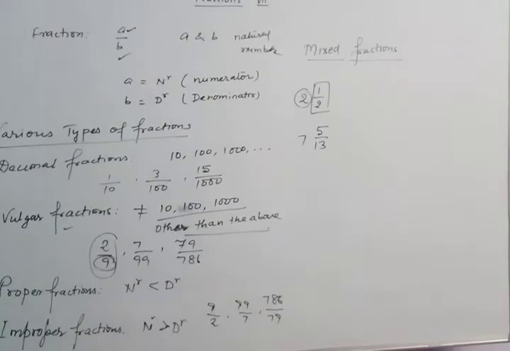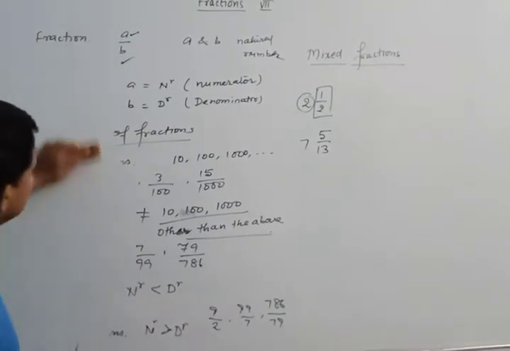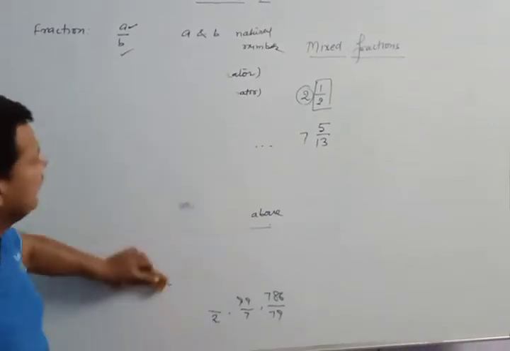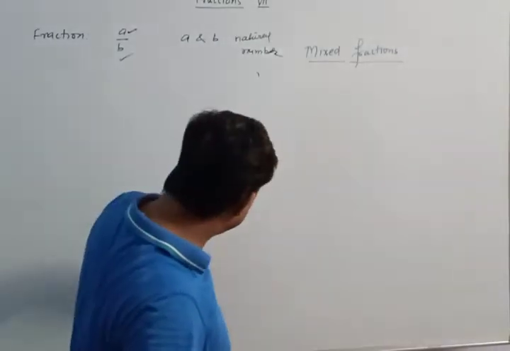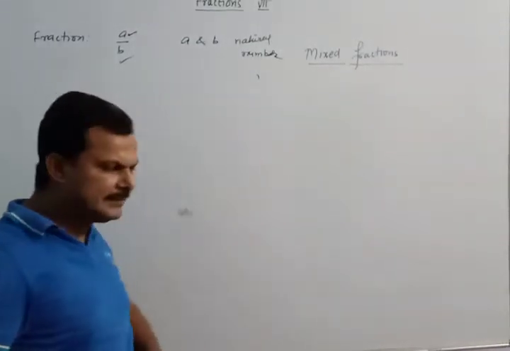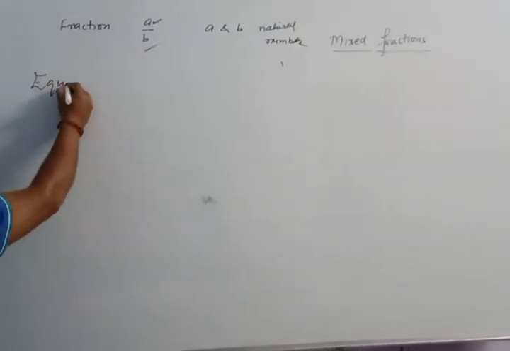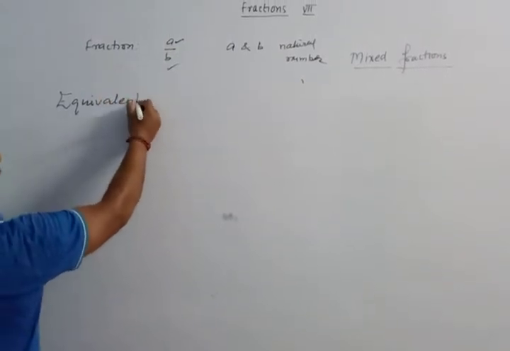Then after, if you want other types, you have to know like fraction and unlike fraction. Like fraction, unlike fraction and equivalent fraction. First of all, equivalent fraction.